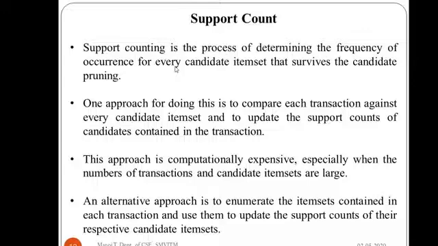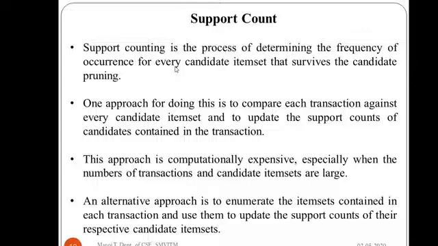So it is a brute force approach, where you compare each transaction against every candidate item set. But this approach is computationally expensive. The reason is, when the number of transactions and candidate item sets is large, it is expensive to perform, because you have to compare every transaction with every candidate item set and check whether it has the required support, or what the support count for that is. Then based on the support count you decide frequent or infrequent.